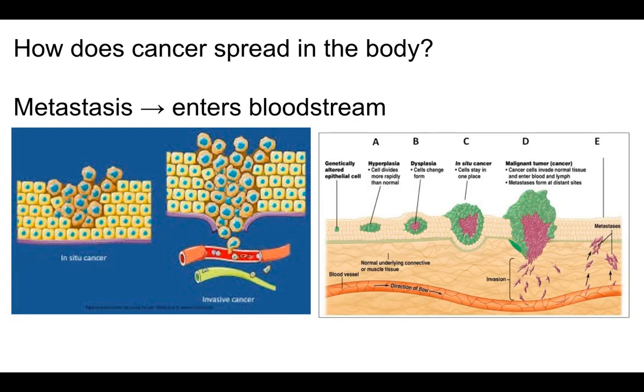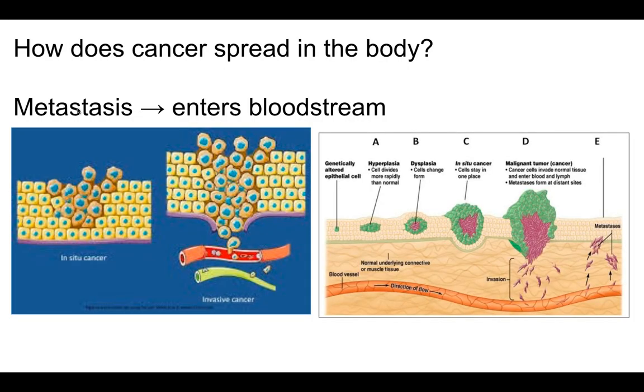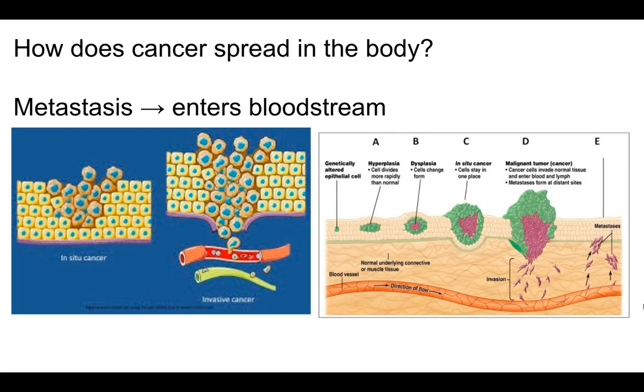So how does cancer spread in the body? What it's called when a tumor goes from benign here to malignant here, it's called metastasis. And basically, the cancer cells will enter the bloodstream. Remember, the bloodstream is kind of like a highway of the body. So if the cancer cells enter the bloodstream, they can go anywhere. They can reach anywhere in the body.